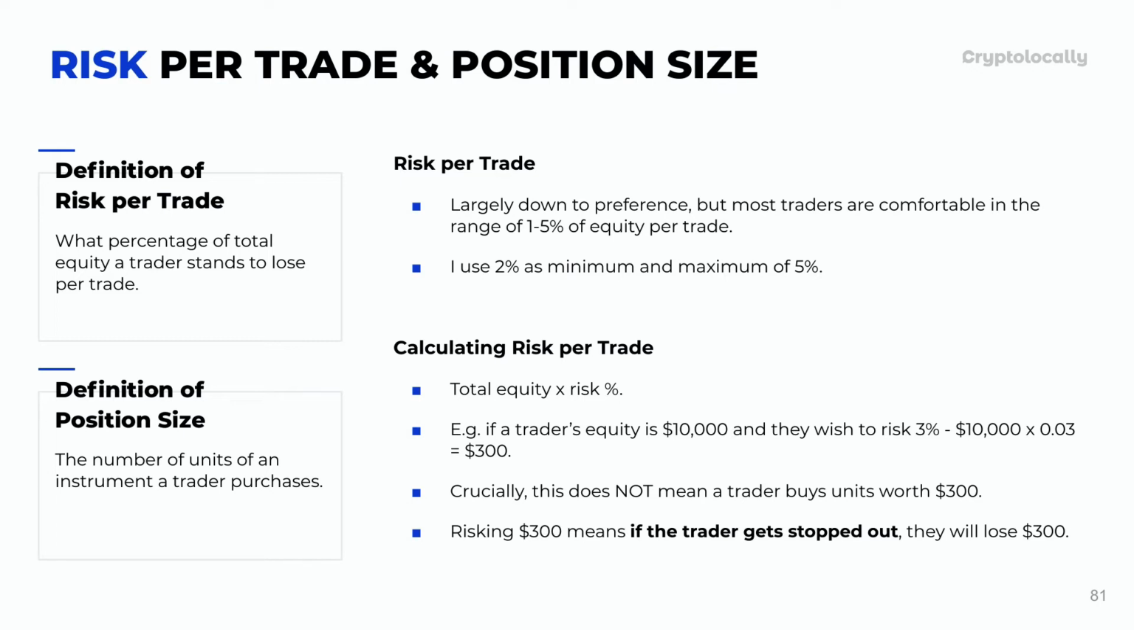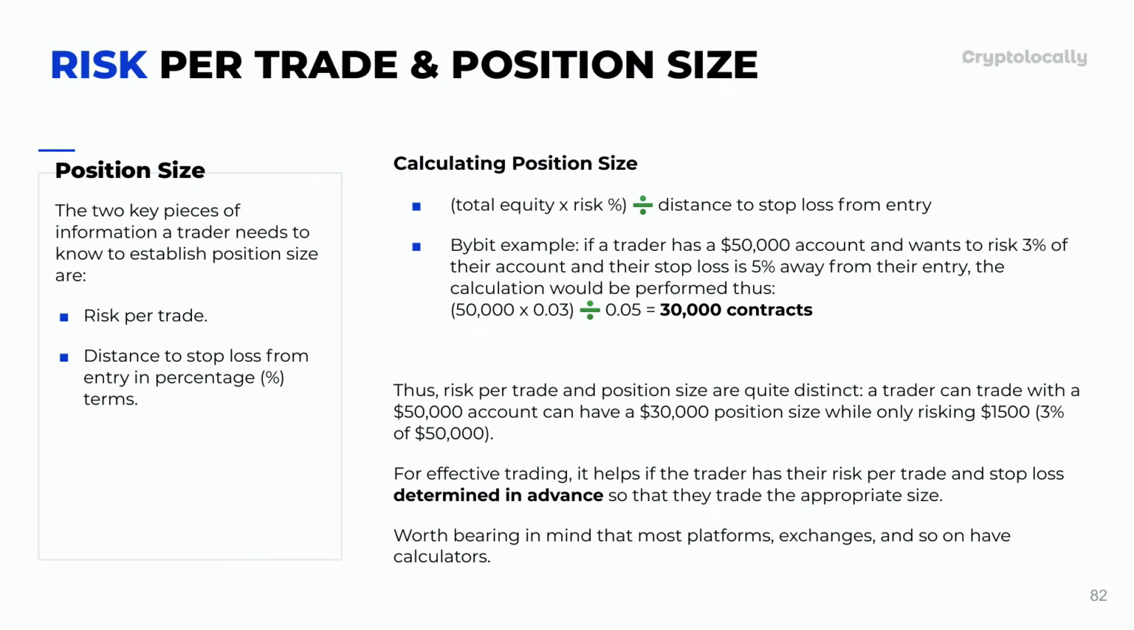There are two key pieces of information a trader needs to calculate a position size. The first one is risk per trade. The second one is distance to stop loss from entry in percentage. To understand this better, let's move to our chart. So now I said the two key pieces of information you need are risk per trade and distance to your stop loss from your entry in percentage.